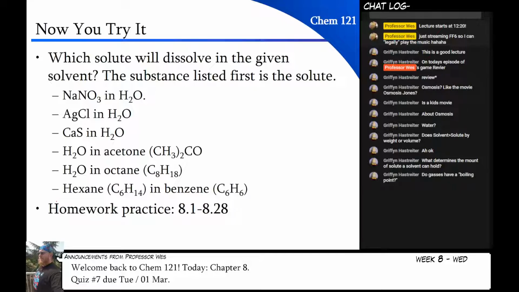So what I want you to do is try and predict which substances will be soluble in water. Down at the bottom, I have a few other things that are mixed together, and I want you to try and predict those based on like dissolves like. So we know that water is polar, and I'm just going to write down the polarity on all of these. There you go.